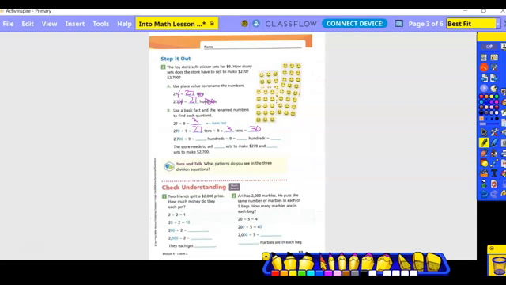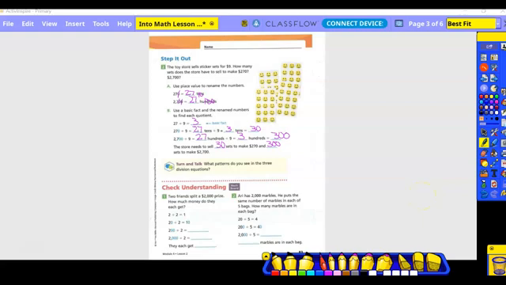Okay, 2,700 divided by 9. 2,700 is also 27 hundreds divided by 9. So what is 27 divided by 9? It's 3. So that gets us 3 hundreds, or in number form would be 3 with how many zeros? 2. So the store needs to sell 30 sets to make $270 and 300 sets to make $2,700.